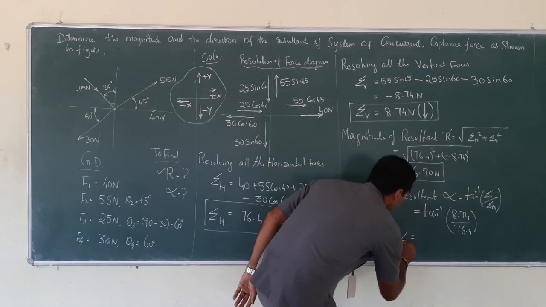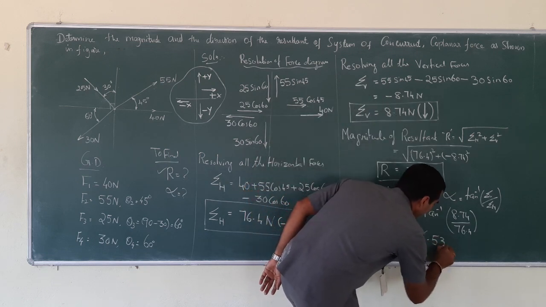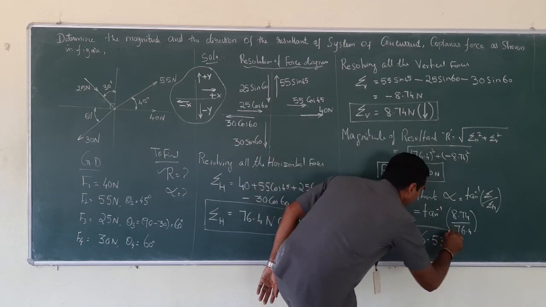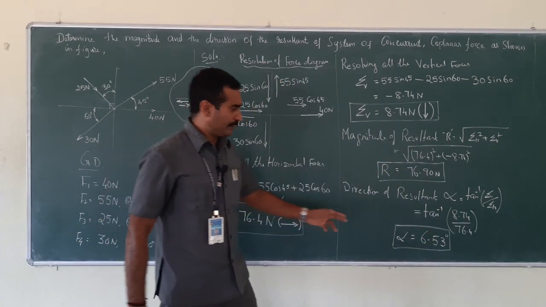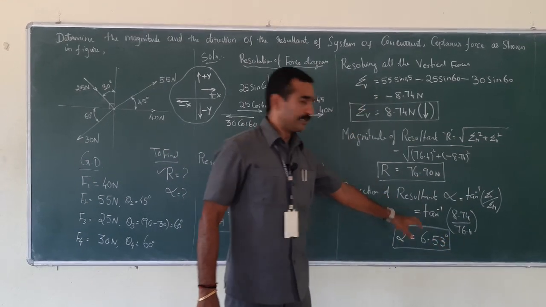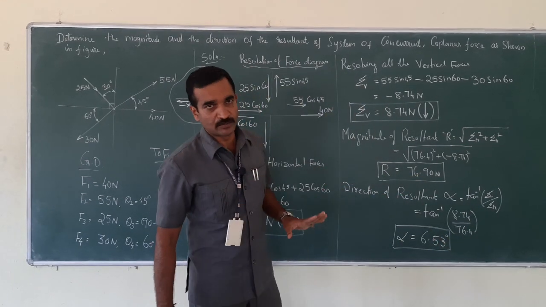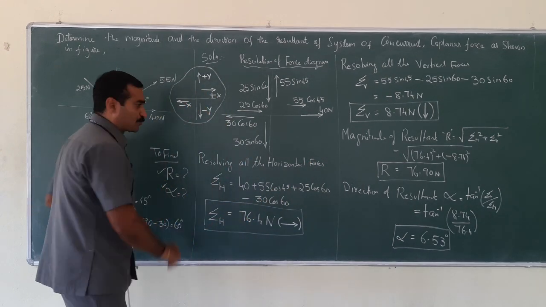So alpha would be roughly 6.53 degrees. Right. You can consider even two decimals after the point. That is more than adequate. So with this, I have completed this problem.